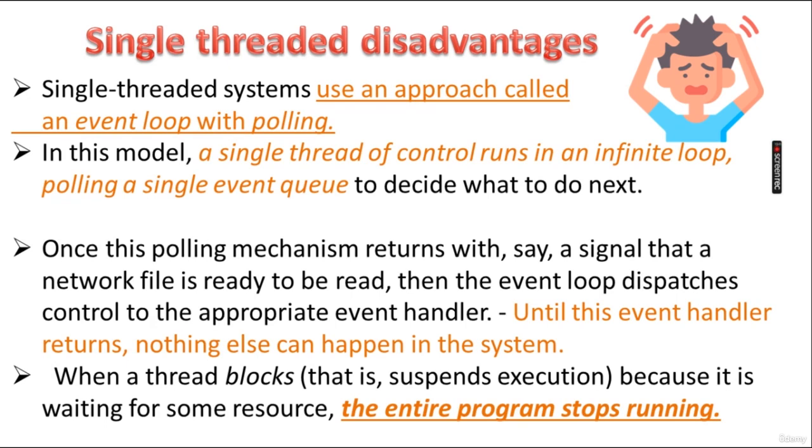When a thread blocks, that is, suspends execution because it is waiting for some resource, the entire program stops running. In a single-threaded environment, if the waiting time is too much, that thread can suspend, and the entire program stops running. So if nothing is happening in the background or in the foreground for more time, the entire program will stop running.